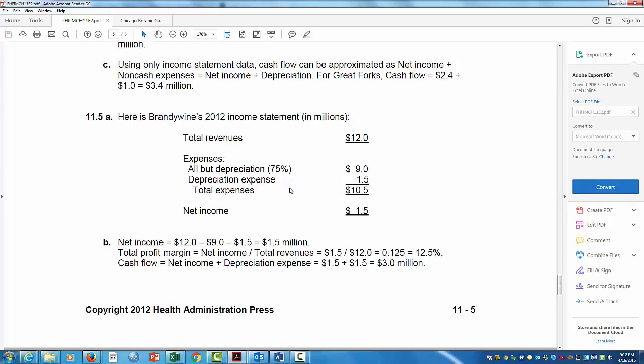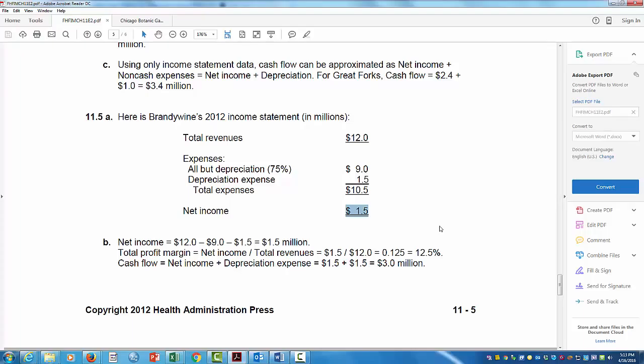It indicated that they reported net income of $1.5 million for 2012. In order to calculate the net income, you're going to have total revenues minus expenses equals net income. So the first question is, what were the total expenses for 2012? We'll come to the total revenues of 12 million minus the depreciation expense of 1.5 million, for the net income of 1.5 million. Part A asks what were the total expenses for 2012. The total expenses will be 75% of the 12 million, which is 9 million, plus the depreciation expense of 1.5 million, for total expenses of 10.5 million. The difference between the two will be our answer of net income, 1.5 million.